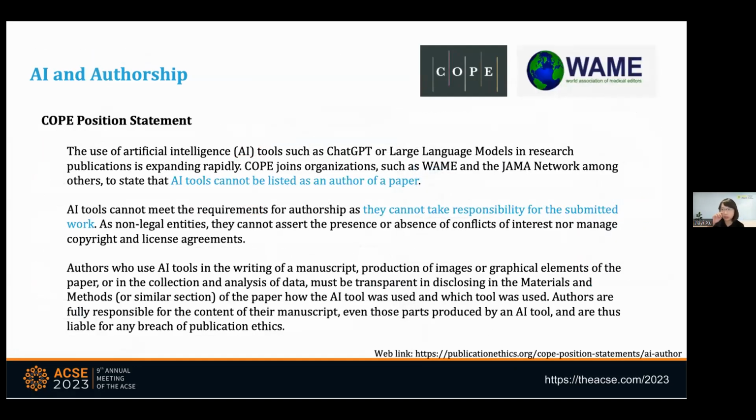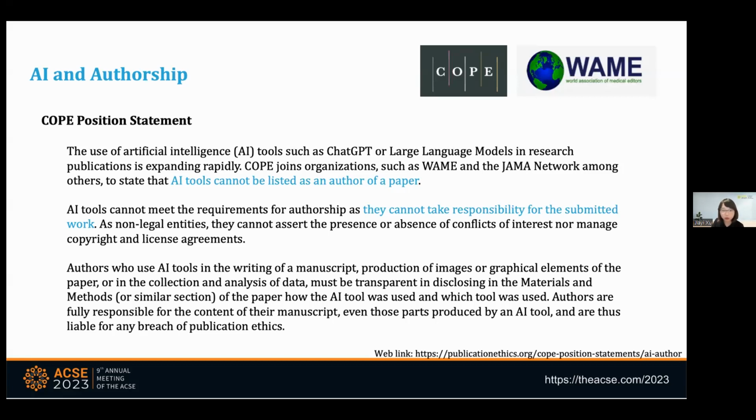In February of this year, COPE posted the position statement on AI and authorship. It says the use of AI tools such as ChatGPT or large language models in research publications is expanding rapidly. COPE joins organizations such as WAME and the JAMA Network, among others, to state that AI tools cannot be listed as an author of a paper.